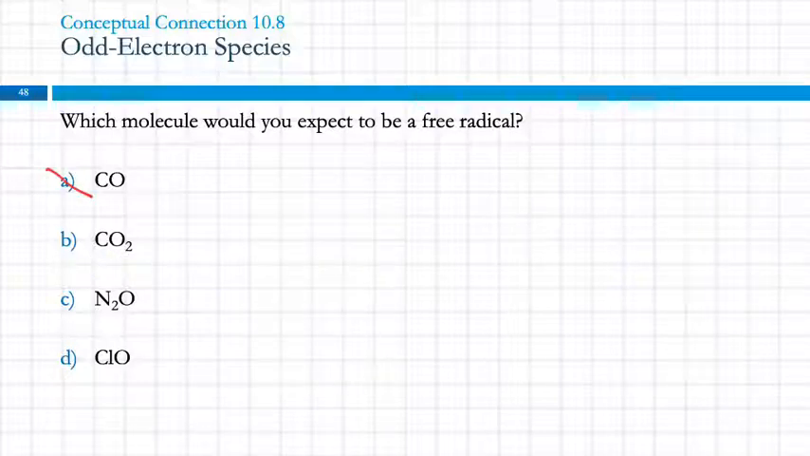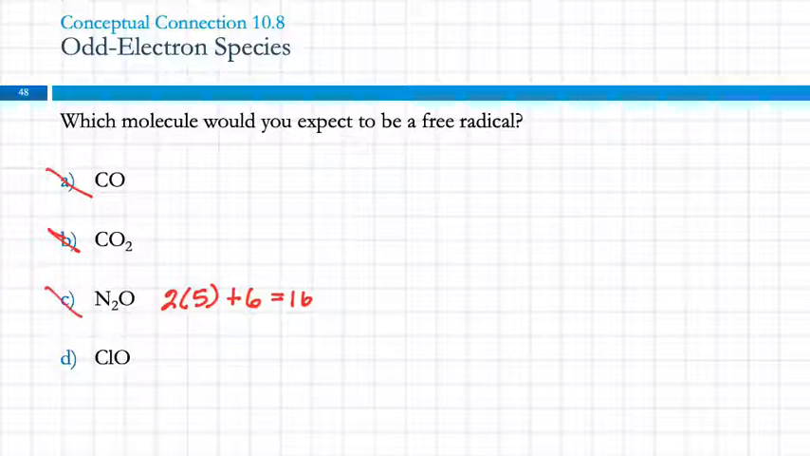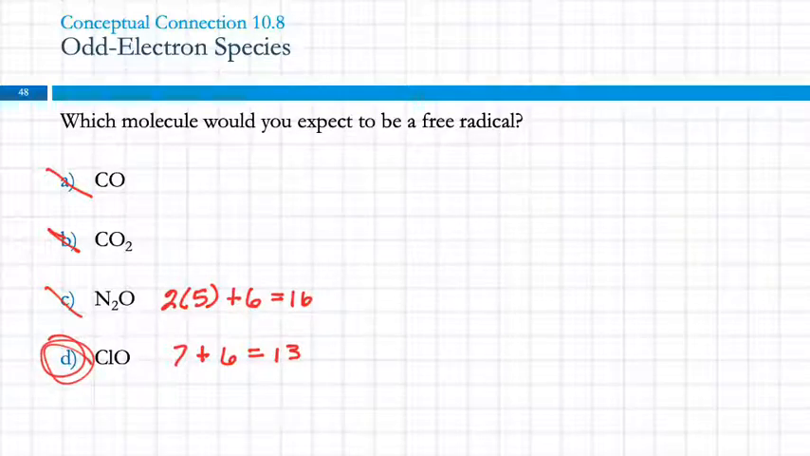And here's carbon and oxygen again. They're both even. So when you put them together, no matter what you do, it's going to be even. Here we've got nitrogen, which is odd, 5, and oxygen, but there's 2 of the nitrogens. So we got 2 times 5 plus 6, so that's 16. That's even. Not that one. Chlorine and oxygen. Chlorine is odd, 7, and oxygen is even at 6, and so that one's got 13 valence electrons. So that's our winner. Any questions?